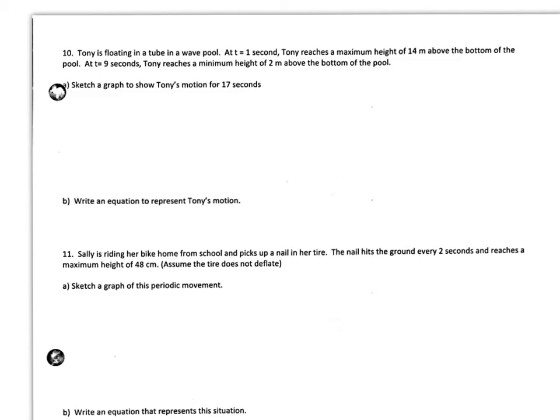So we have Tony floating in a tube in a wave pool. At 1 second, he reaches the maximum height of 14 meters above the bottom of the pool, and at t equals 9 seconds, he reaches the minimum height of 2 meters above the bottom of the pool. We're going out to 17 seconds. There's 9. There's 10. There's 17. And we're going up to 14.